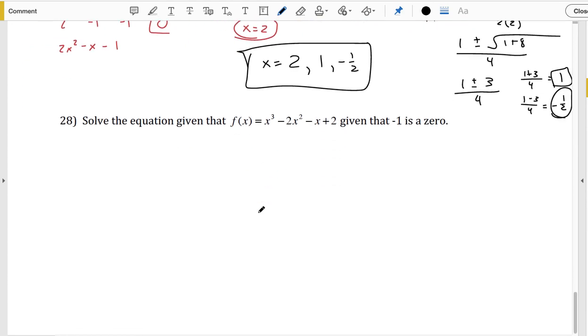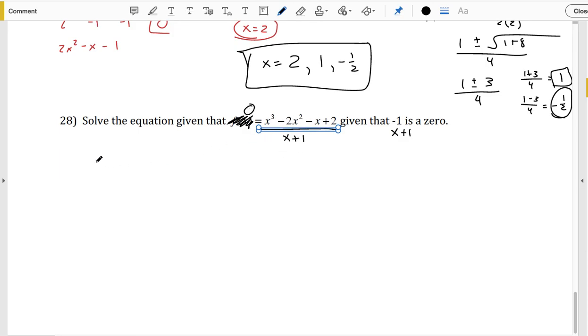All right, lastly, we've got to solve the equation, and this is the same type of equation, same type of one, but we've got x cubed minus 2x squared minus x plus 2, given that negative 1 is a 0. So again, if negative 1 is a 0, x plus 1 must be a factor. So the first thing we need to do is divide this by x plus 1 to figure out what else. Now, technically, solve the equation shouldn't be f of x, should be 0 equals. We want to solve this equation given that negative 1 is a 0 of this. Okay, it's one of the solutions. So it's 0 equals this.